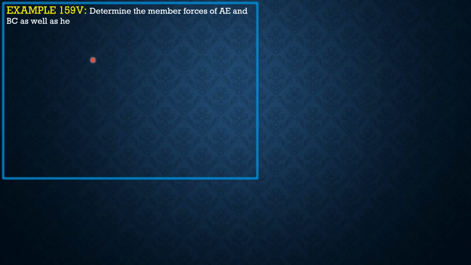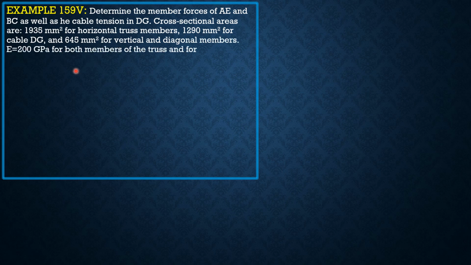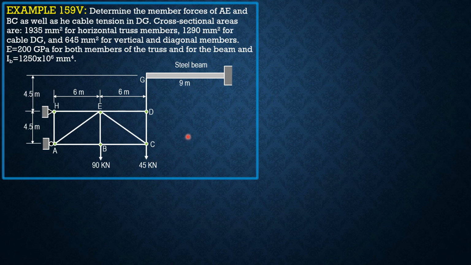Determine the member forces of AE and BC as well as the cable tension in DG. Cross-sectional areas are 1935 mm square for the horizontal truss members, 1290 mm square for cable DG, and 645 mm square for the vertical and diagonal members. Modulus of elasticity is 200 gigapascals for both the truss members and the beam, and the moment of inertia of the beam is 1250 times 10 to the 6 mm to the 4th. So here is the given problem.